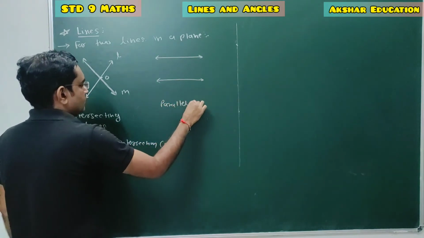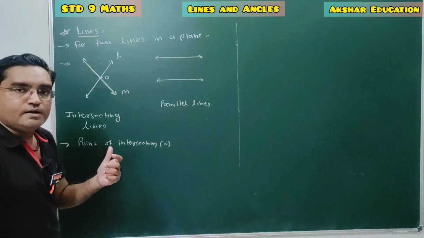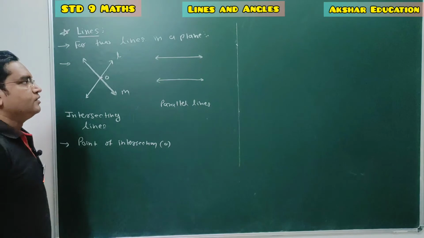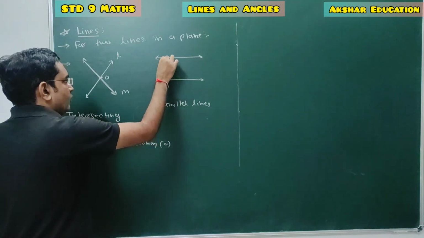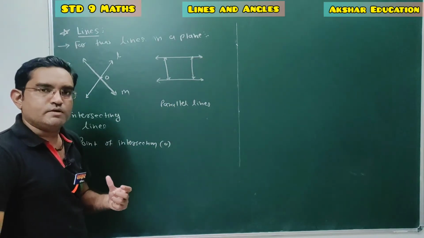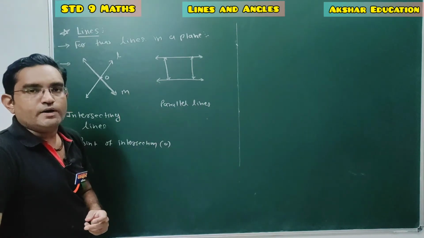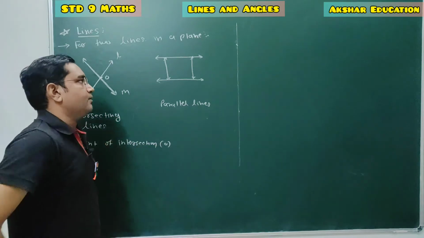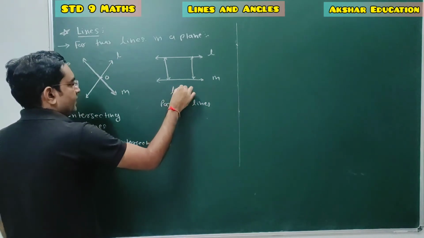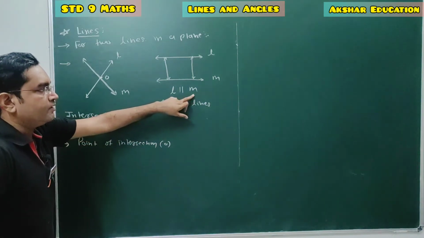Parallel lines. Parallel lines means these two lines are never going to intersect each other. That means the distance between the two lines will always remain constant. So two lines are never going to intersect each other, and those lines are known as parallel lines. Parallel lines means both lines do not intersect each other, represented by L parallel M. This is the symbol which is used to represent parallel lines.